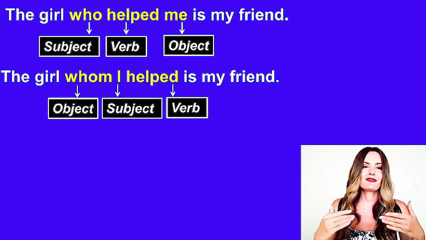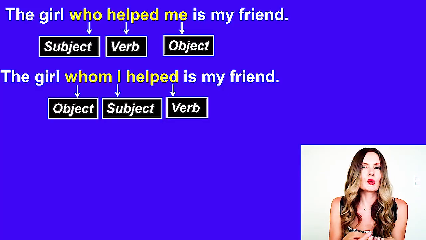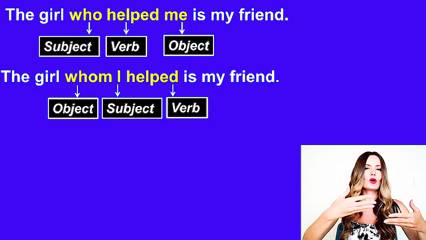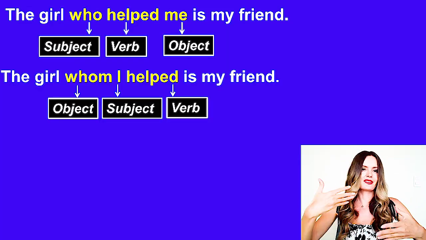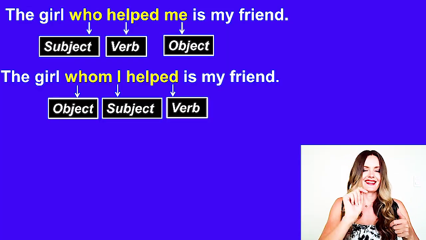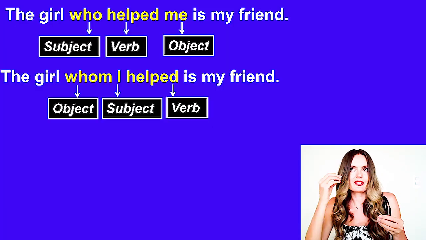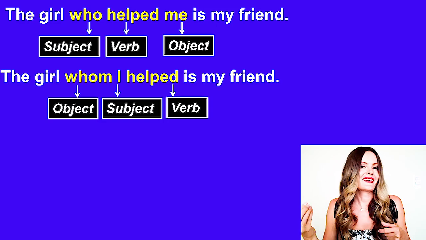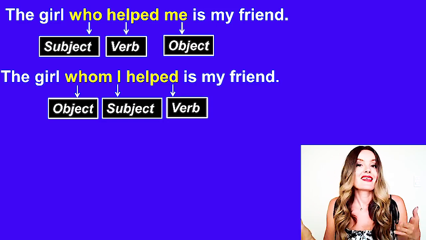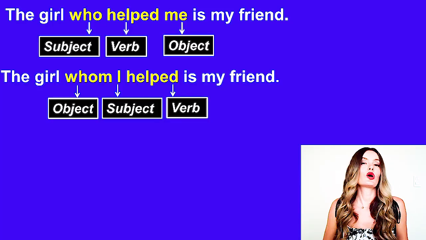So here is the difference. In the first sentence, the subject who does the action, who helped me. So it means the girl helped me. The girl does the action. And in the second sentence, whom I helped. So I helped the girl. I helped whom? The girl. So here the girl is an object. That's why in the first sentence we should use who and in the second, whom.